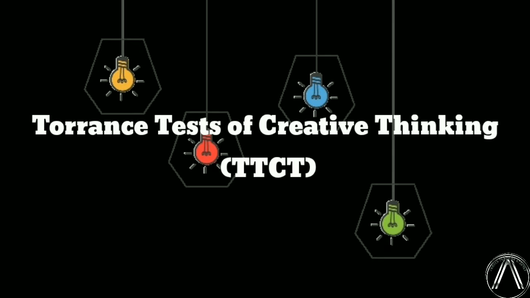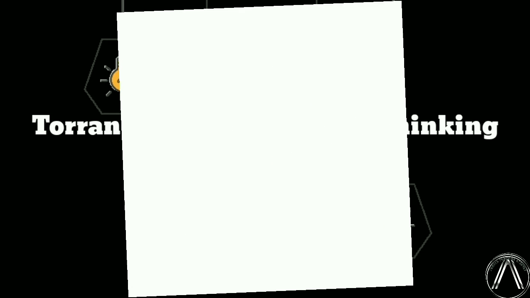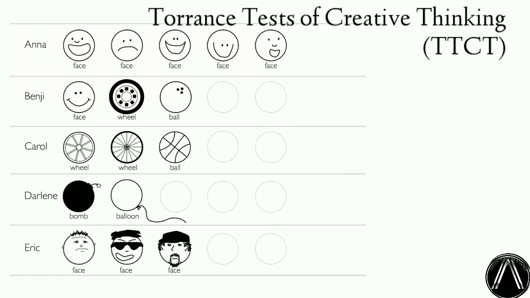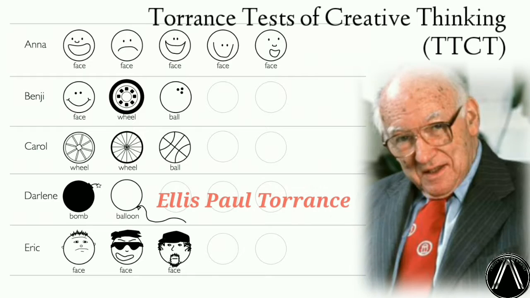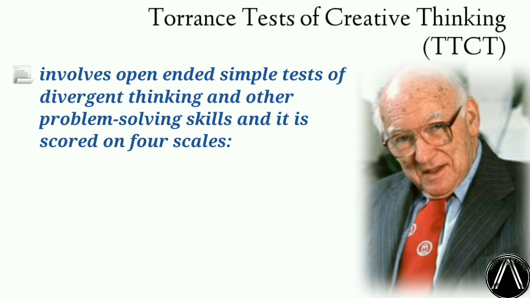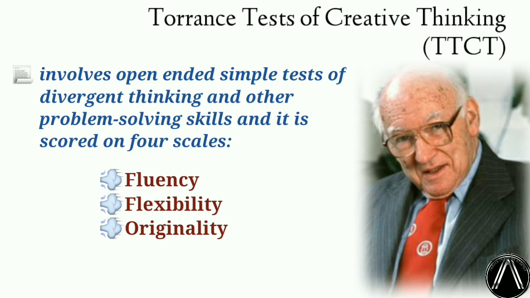Alright, the next one, the Torrance Test of Creative Thinking. The Torrance Test of Creative Thinking is a test of creativity, created by Ellis Paul Torrance. That's easy to remember, right? The Torrance Test of Creative Thinking, or otherwise called the TTCT, involves open-ended simple tests of divergent thinking and other problem-solving skills, and it is scored on 4 scales, namely fluency, flexibility, originality, and elaboration. The design of this test is simple and open-minded.